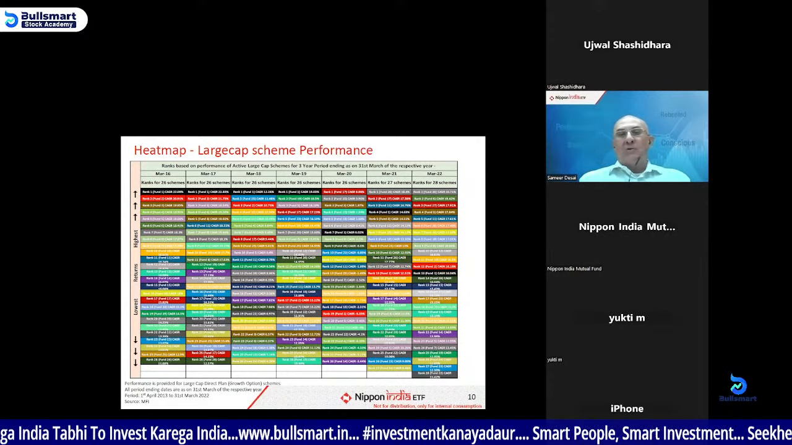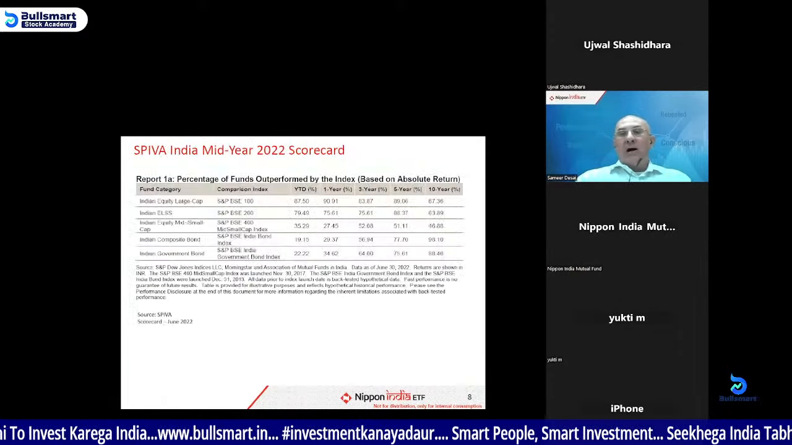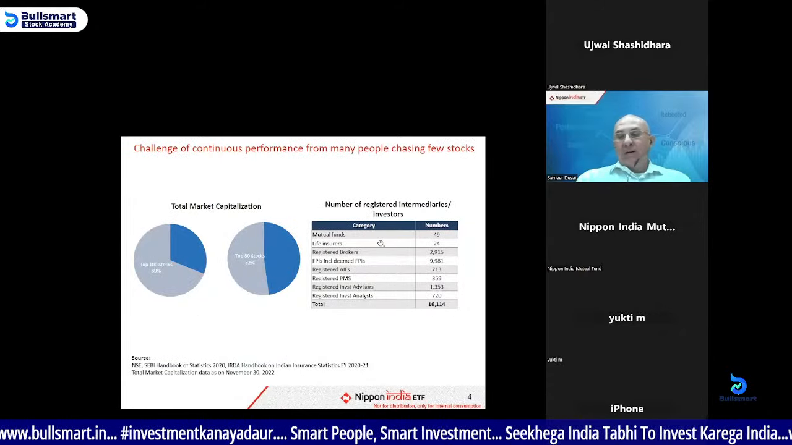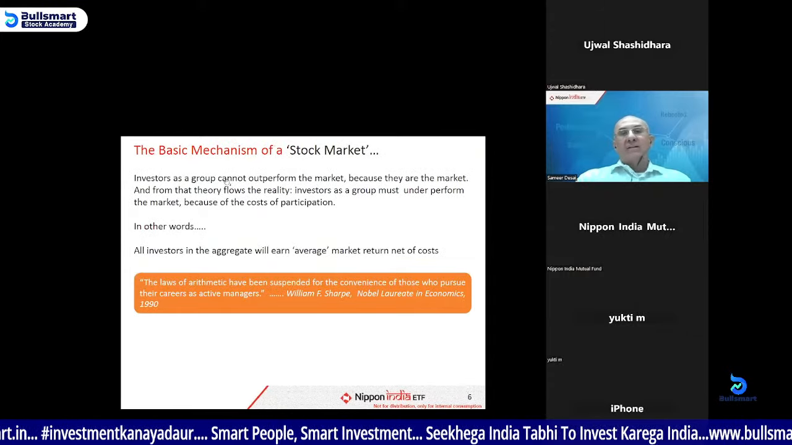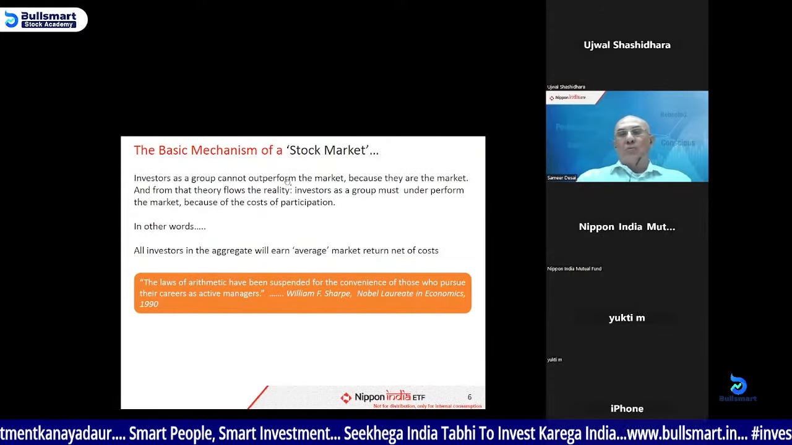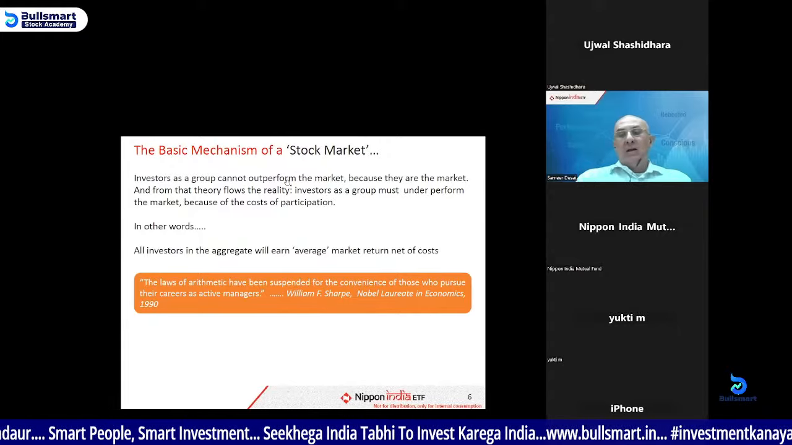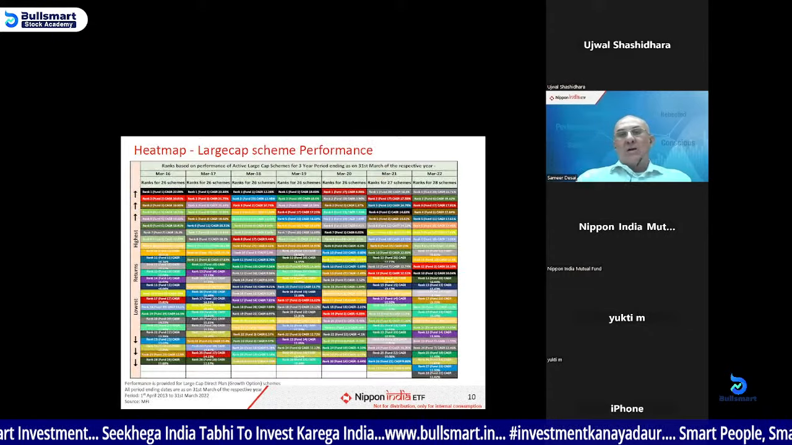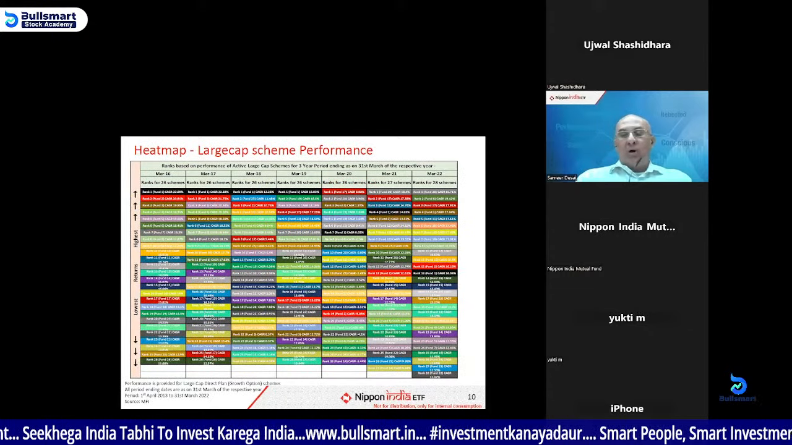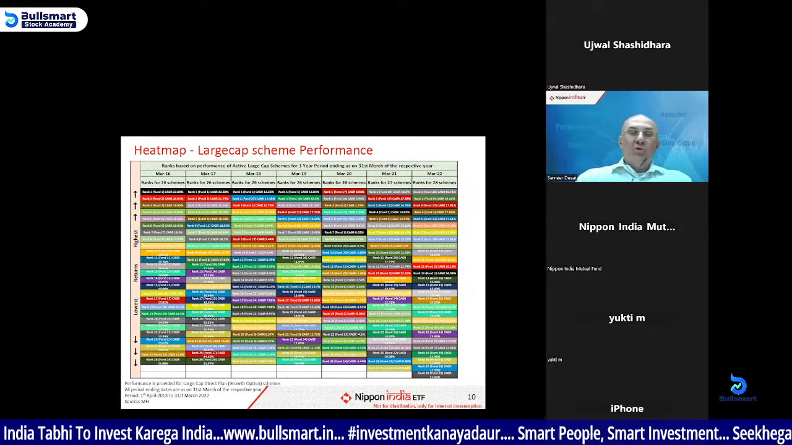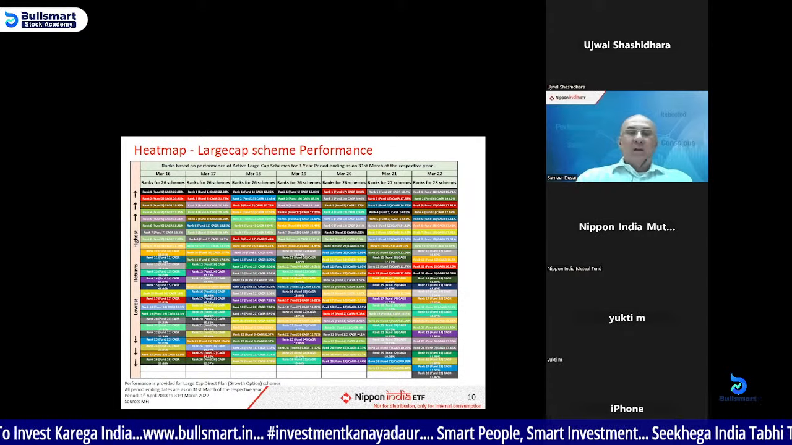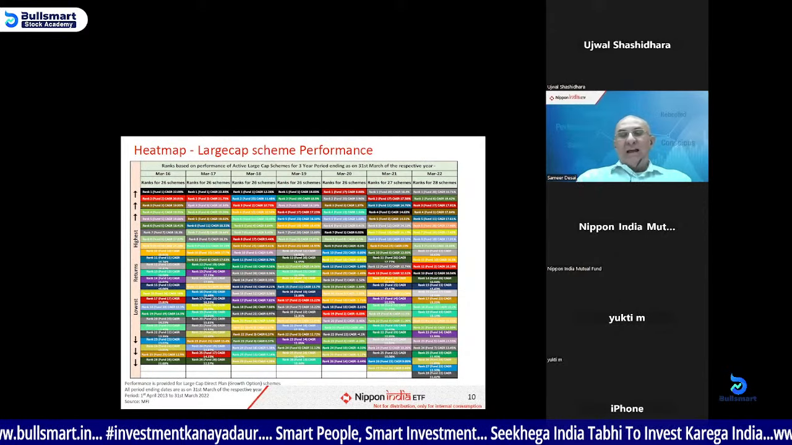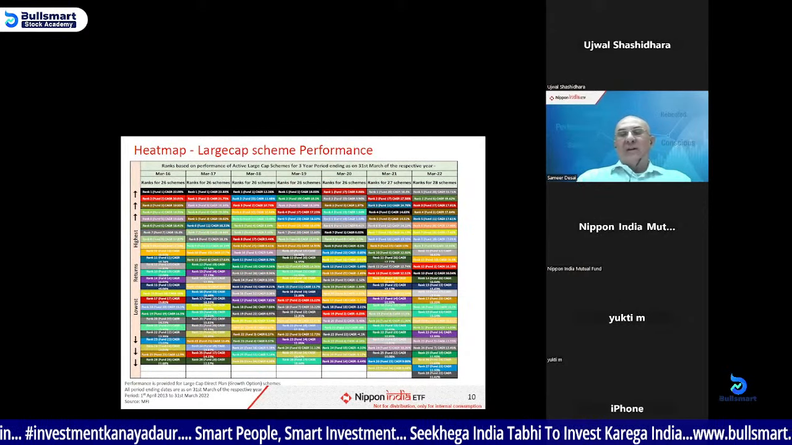When I say keep outperforming the market, it means keep outperforming the peers. The market is nothing but the peers, investors as a group. So professional investors as a group are the market. So one individual cannot keep outperforming the peers all the time because they are all talented and they are all engaged in research, fundamental research, technical research, and so on and so forth. So this is the challenge in the traditional method of investing.